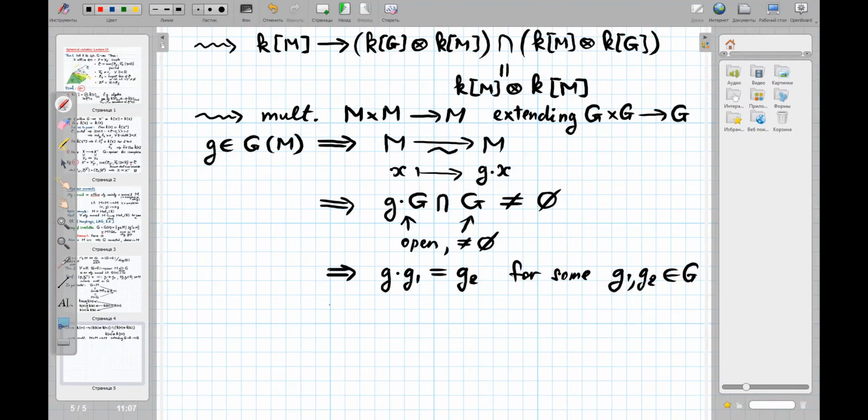And this implies that G itself is equal to G1 inverse dot G2, and therefore belongs to G. So we proved that any invertible element in M is contained in G. And the converse implication is obvious because the group G itself consists of invertible elements, so it is contained in G of M. So we finally proved the whole theorem, and let me end the first half of my lecture at this point.